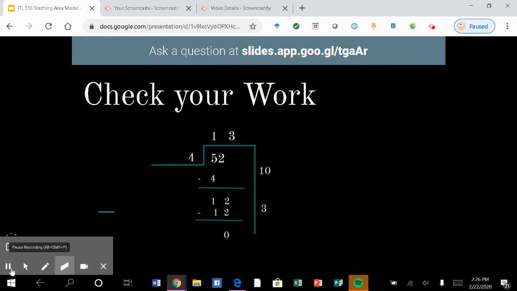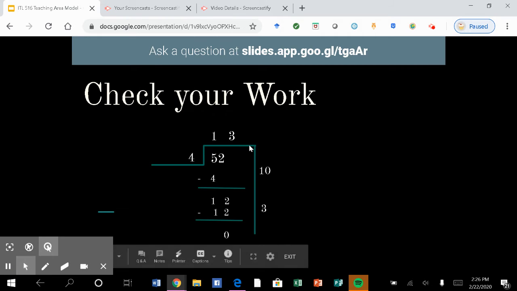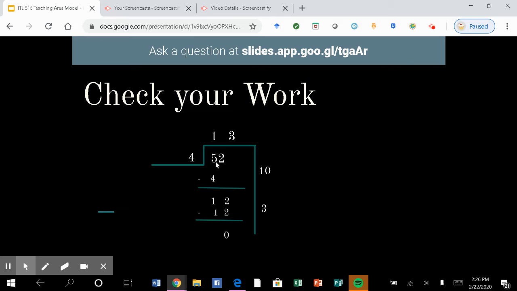So now we need to check our work. Well, we know that the inverse operation of multiplication is division. So we need to verify if our factors are correct to receive this product. So we go ahead and we use the standard algorithm to divide. So we know, starting in the tens place, 50 could go into 4 at least 10 times, because 10 times 4 is 40.